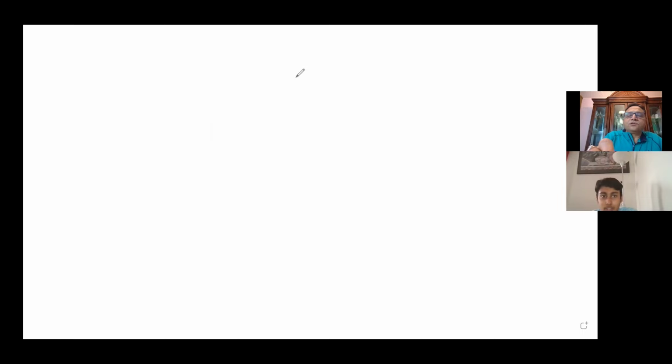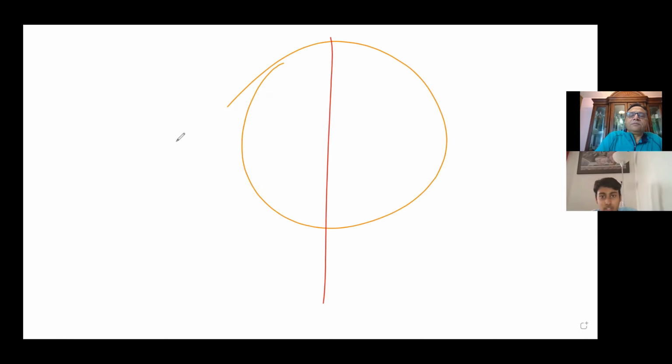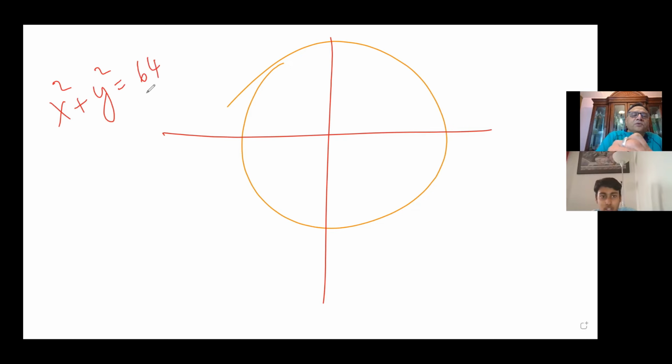Okay, so now the next question for you is kind of like this. We have a circle here, perfect. Let me just draw one. And we have a point here. We say the equation of the circle is x squared plus y squared equals, let's say 64, right? And if y equals, let's say 5, find x, what will you do? So if y equals 5, sir?